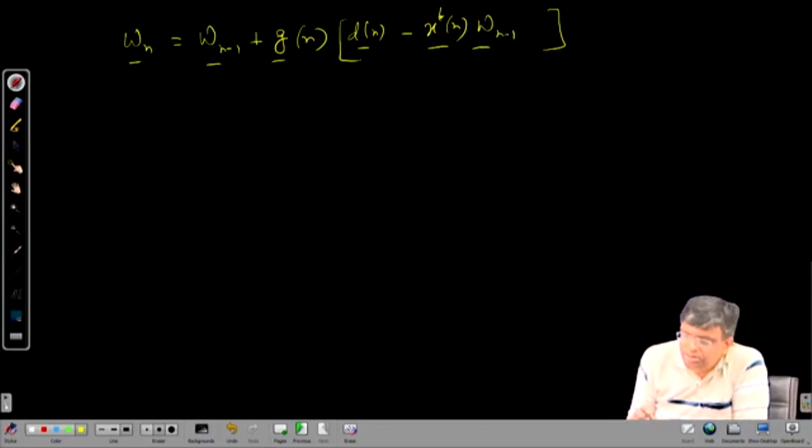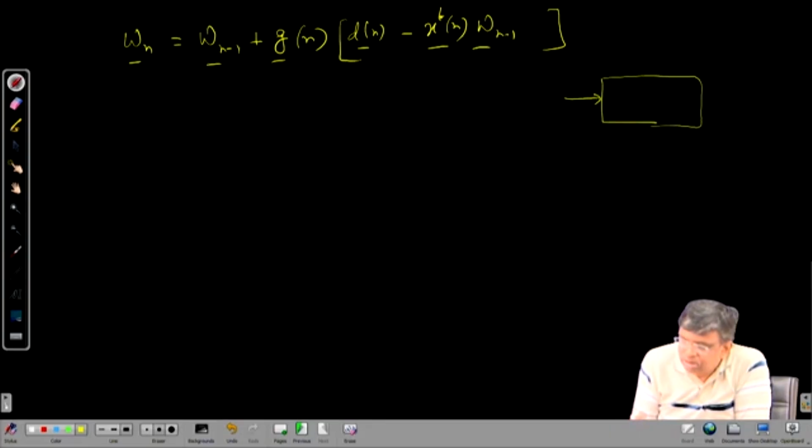Now, see one thing, suppose I use the filter, I am having x n vector, I am at the nth clock, but still at the nth clock, if I do not use W n, still use W n minus 1. So, filter output will be, or equivalently, x transpose n.